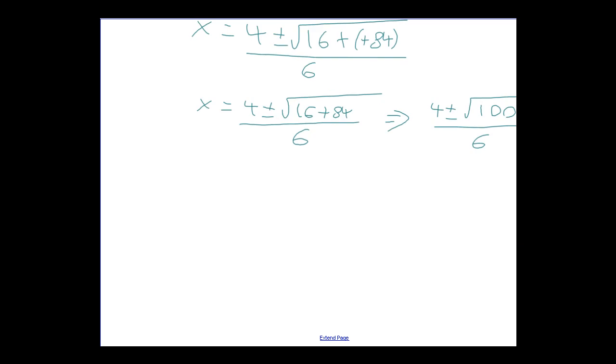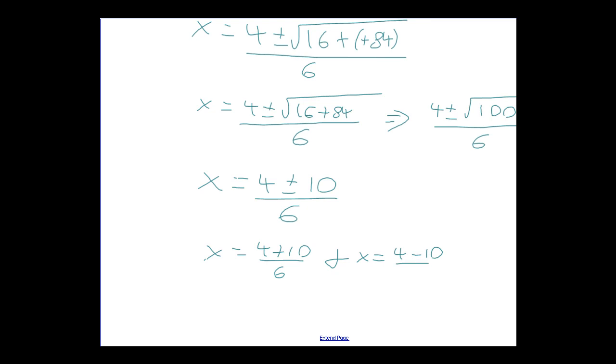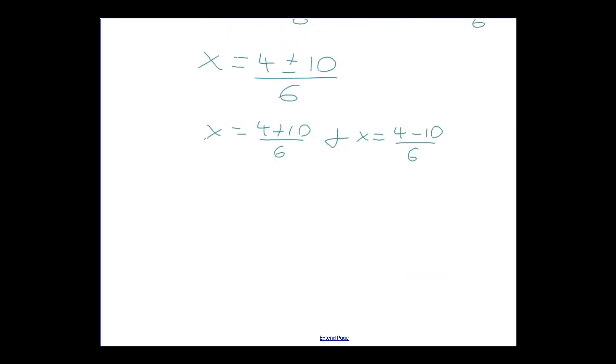Now from here we can simplify it because we can take the square root of 100, it's a perfect square, and we get x equals 4 plus or minus 10, all divided by 6, which then to get our final answer we will say that x equals 4 plus 10 over 6, and x will equal 4 minus 10 over 6, which we can simplify once again to get our final simplified answer, which is x equals 14 over 6, which simplifies to being 7 over 3, and x equals 4 minus 10, which is negative 6 over 6, which gives us negative 1.